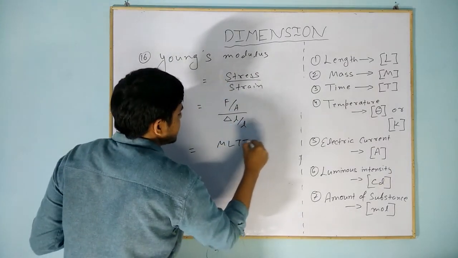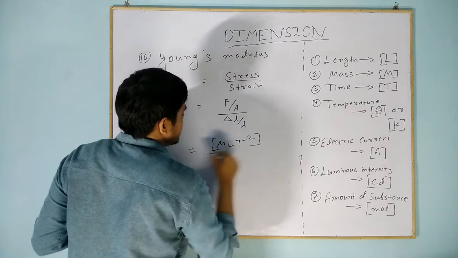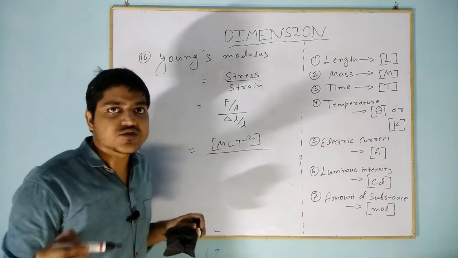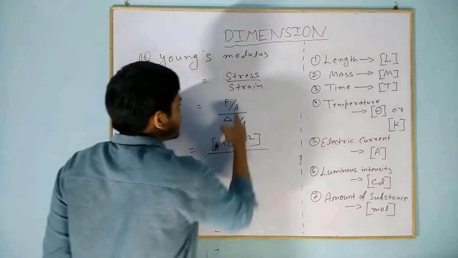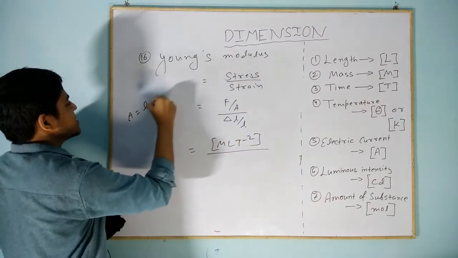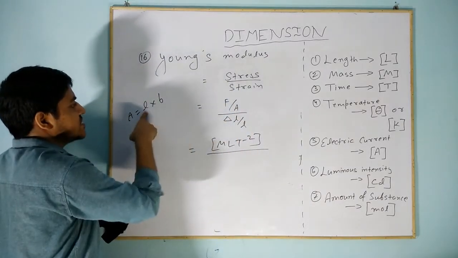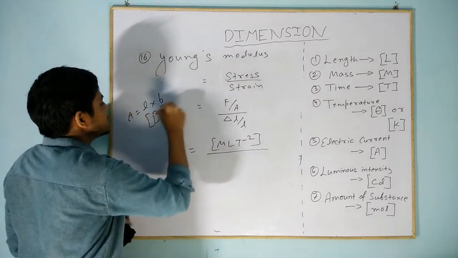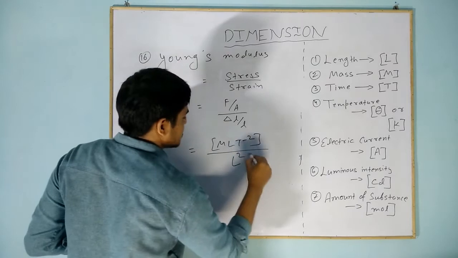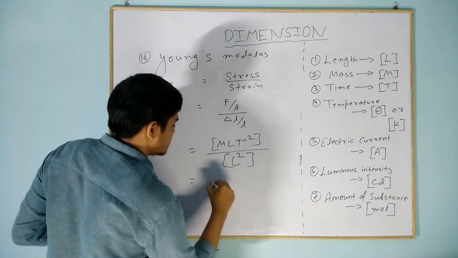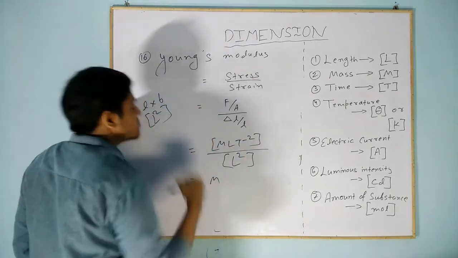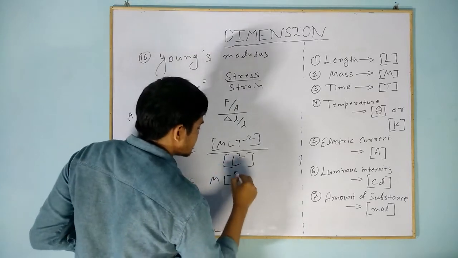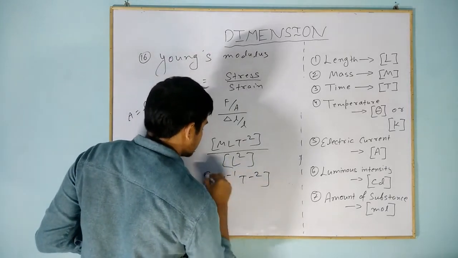Force has dimension MLT raised to the power minus 2 upon area. Area is length into breadth, right? That means one length being multiplied with another length. That means L square would be the dimension of area. So the dimensional formula of Young's modulus came out to be ML raised to the power minus 1 T raised to the power minus 2.